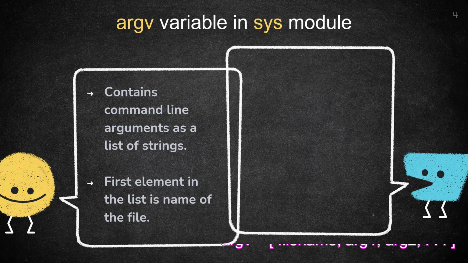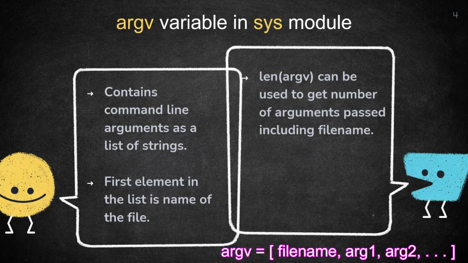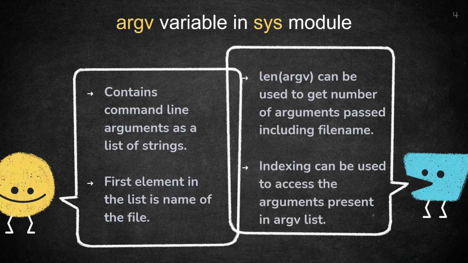If you observe that argv list, the first element in that list is the name of the file. From the second element onwards we get the arguments that we passed. If we want to know how many arguments are passed from the command prompt, we can use the len function in Python. Remember that the len function gives the length of the entire argv list. That means that length includes the file name. If we want to access the individual arguments, we can use indexing with the list.